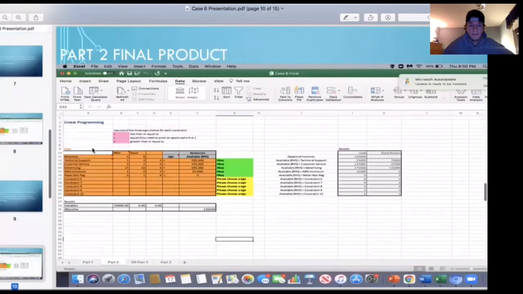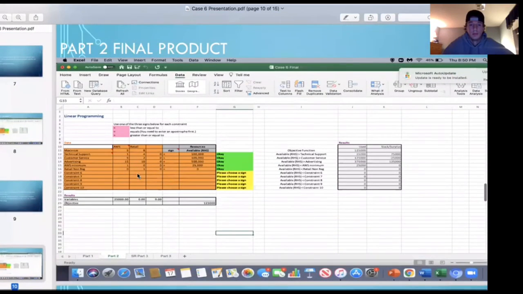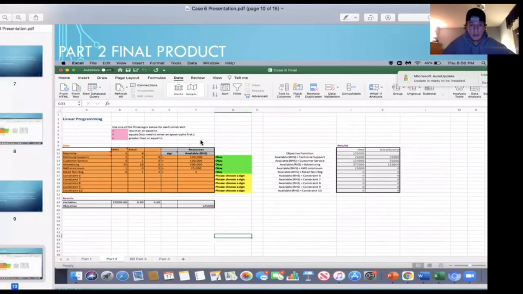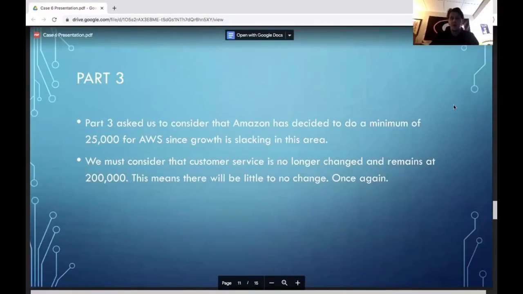Okay, so here's our final product of part two. Taking a look at this, we can see that with the customer service hours reduced, there's now a slack in customer service. And the optimal function went down by 100,000. So that's the final product of part two.